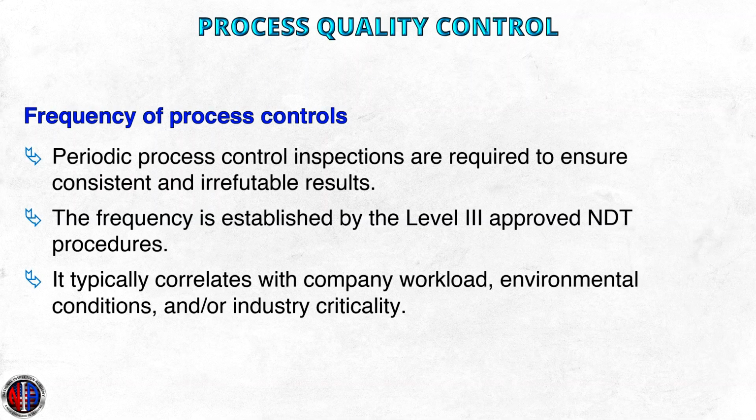Process quality control. Frequency of process controls. Liquid penetrant testing is of little use if the materials and/or the equipment are degraded or if procedural deviations exist that reduce the effectiveness of the inspection. To ensure consistent, reliable results, liquid penetrant systems require periodic process control inspections to ensure consistent and irrefutable results. The frequency of process control is established by the Level 3 approved NDT procedures. It is typically set at an interval that correlates with company workload, environmental conditions, and/or industry criticality.